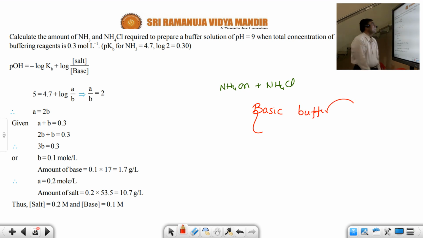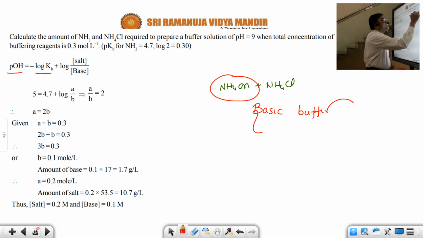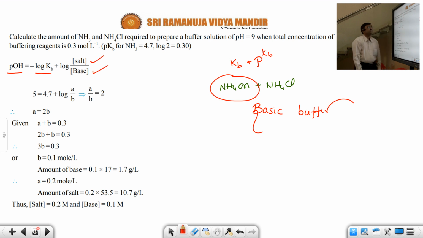Well, for a basic buffer, mind you, don't write pH, right? pOH is equal to pKb, because here you got a weak base. Weak base means you get Kb value and pKb values only. Don't write pKa. Students will be making mistakes. And it is a salt by base. So pH is given already. How much? It is given as 9.